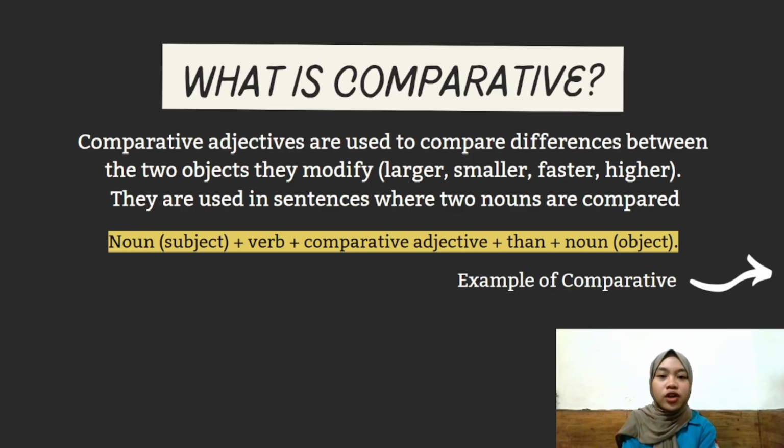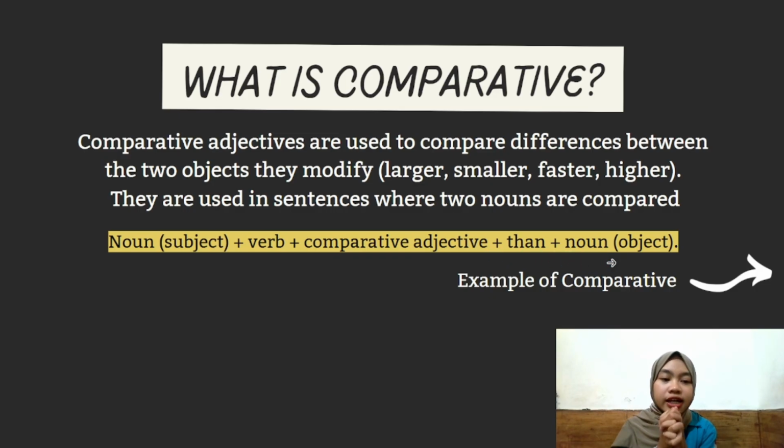Okay, now I'm going to explain material about comparative adjective. So, what is comparative adjective? Comparative adjectives are used to compare differences between the two objects they modify. For example, larger, smaller, faster, and higher. They are used in a sentence where two nouns are compared. Okay? And this is the pattern of comparative adjective: noun as subject, plus verb, plus comparative adjective, plus than, plus noun as object.